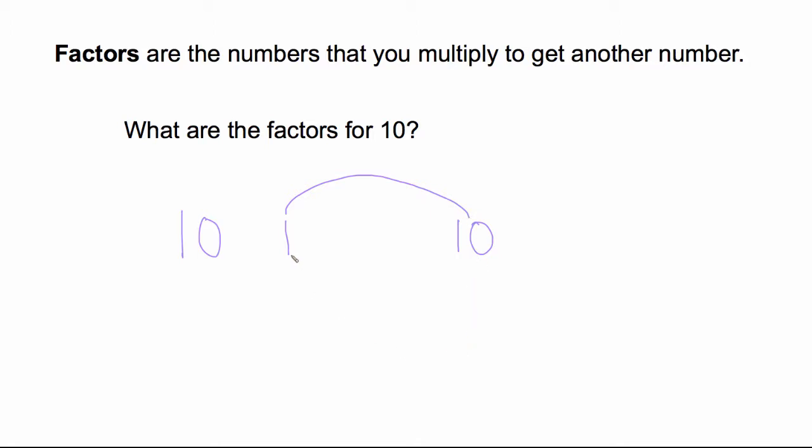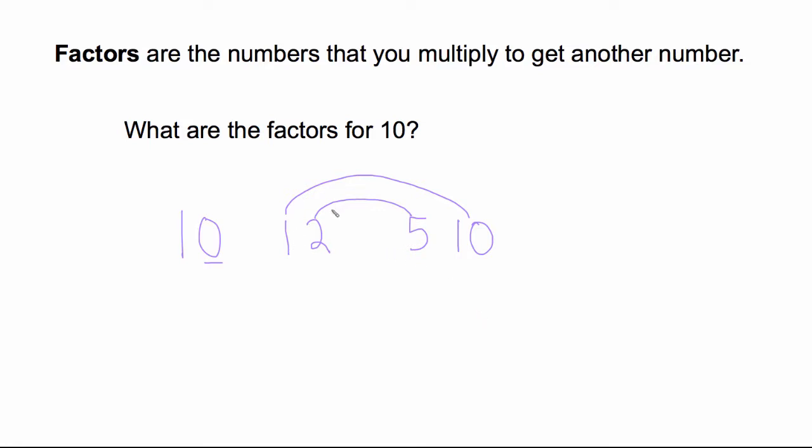Then what you do is you work your way in from 1. So our next number that we'd come to would be 2. And you have to think, does 2 go into 10? Well, since 10 ends in a 0, it's an even number. We know that 2 goes in. 2 goes into 10 5 times. 2 times 5 is 10. So that's our next part of the rainbow.